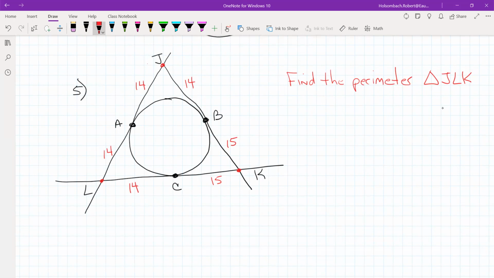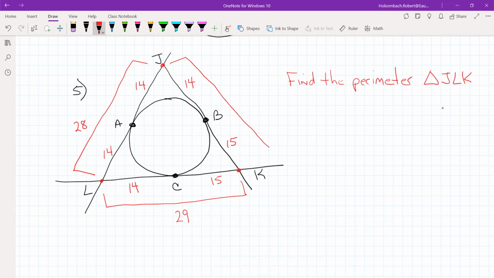So we need the perimeter of this triangle. So this side that goes from J to L is equal to 14 plus 14, which is 28. The side that goes from L to K is 14 plus 15, which is 29. And the side that goes from J down to K is another 14 plus 15, which is 29. So this perimeter is equal to 28 plus 29 plus 29. 86.